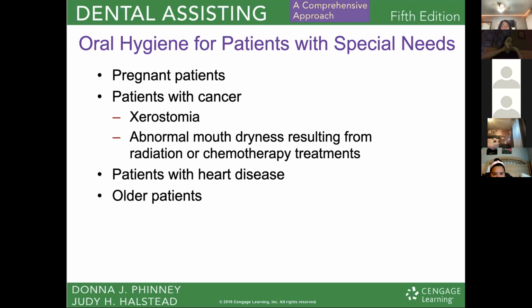Patients with cancer or patients even that take a lot of medications can often get xerostomia, which is abnormal mouth dryness. And patients with heart disease can have bleeding gums. Also, patients who are older.